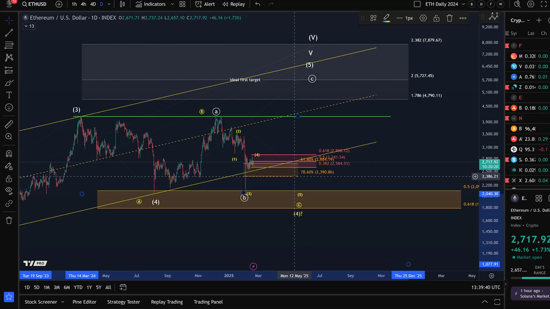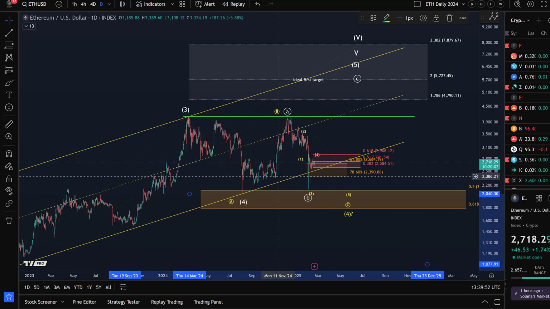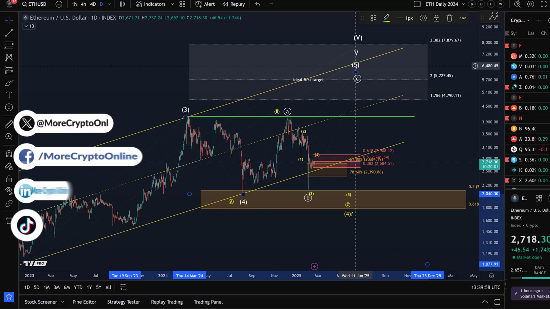On the Ethereum chart, we are still tracking a potential uptrend on the larger time frame. That has not changed. We're obviously looking at the chart from an Elliott wave point of view. And what you can see here on the chart is that a C wave rally is possibly unfolding. That would be wave C of 5.